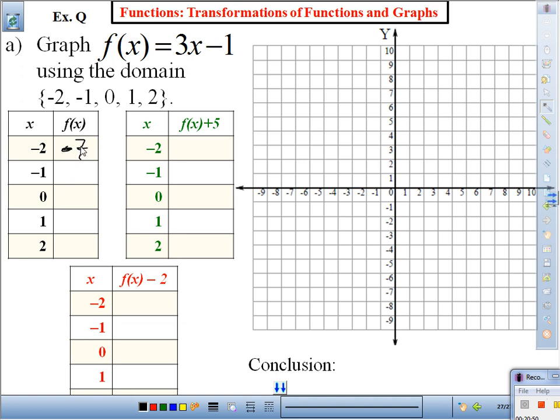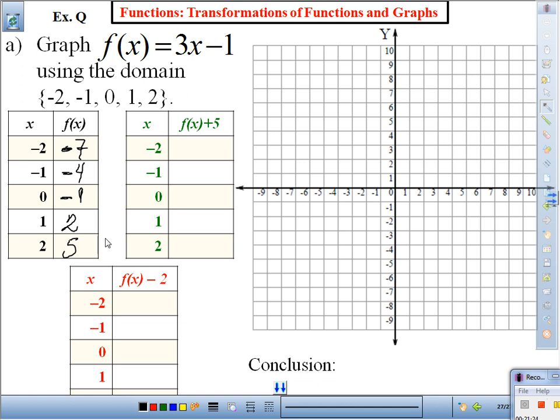-7. Next value. -1 times 3 is -3 minus 1, that's -4. 0 times 3 is 0 minus 1, that's -1. 1 times 3 minus 1, that's 2. Alan, how did it go? 2 times 3, that's 6, minus 1, that's 5. Are we there so far? All right, before we graph, let's fill out the other one.